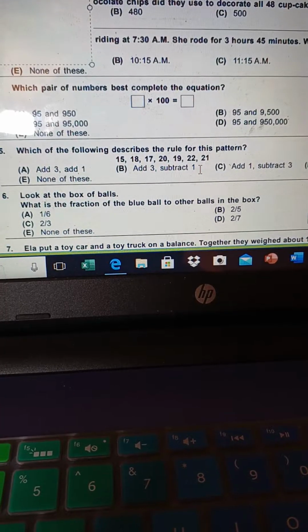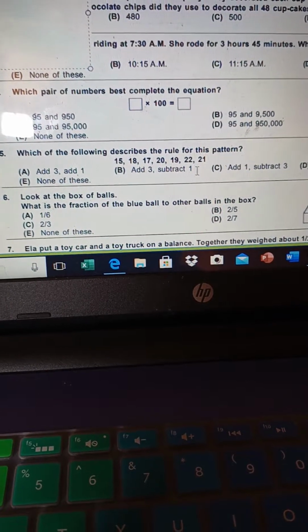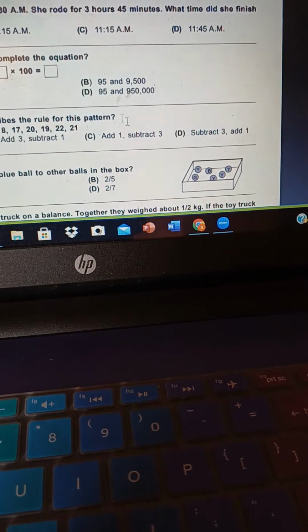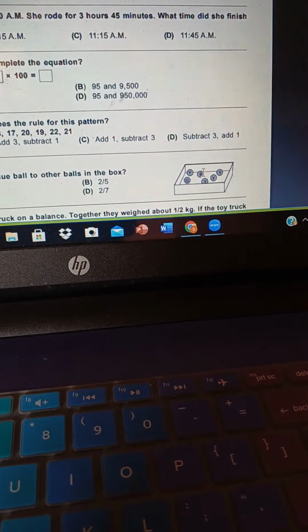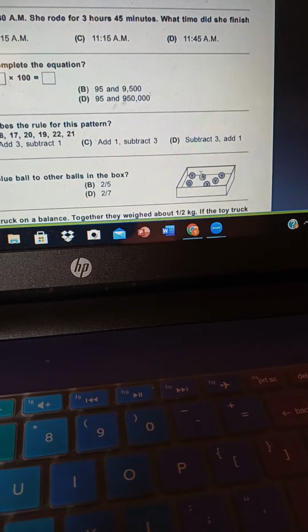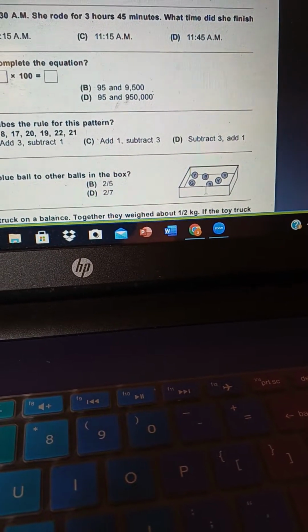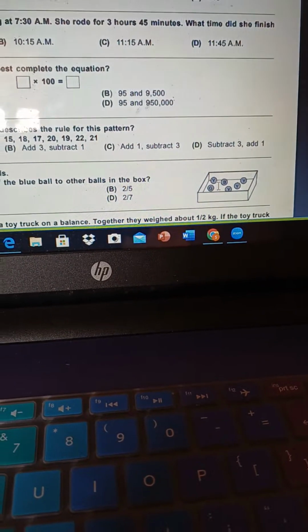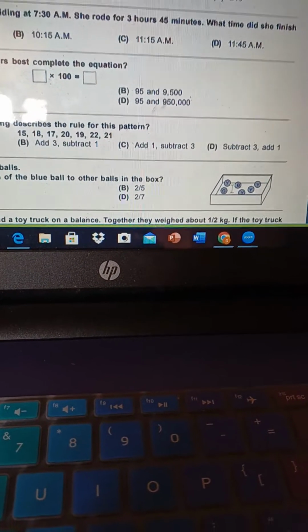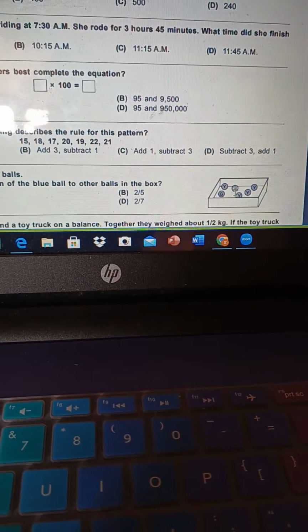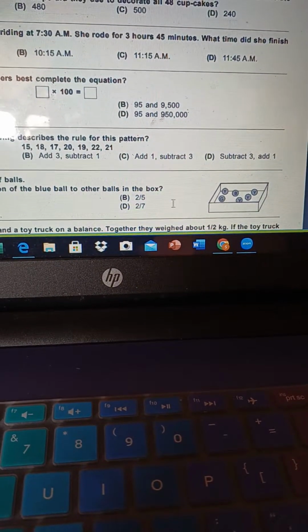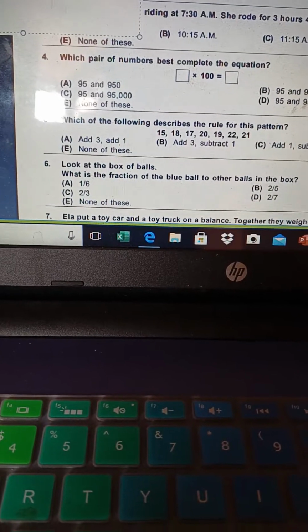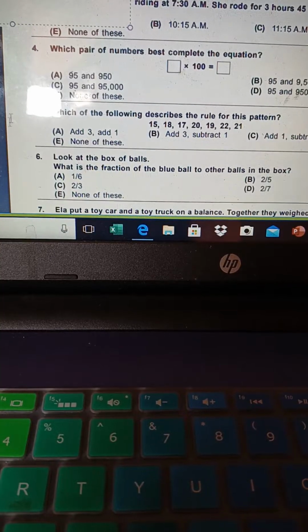Number 6, look at the box of the balls. What is the fraction of the blue ball to the other balls? See, here we have the blue ball. We will count the total balls: 1, 2, 3, 4, 5, 6. That is the total balls. So there is only one blue ball. So the total number, we will write it below. Like here it has been written 6. The total number is 6.